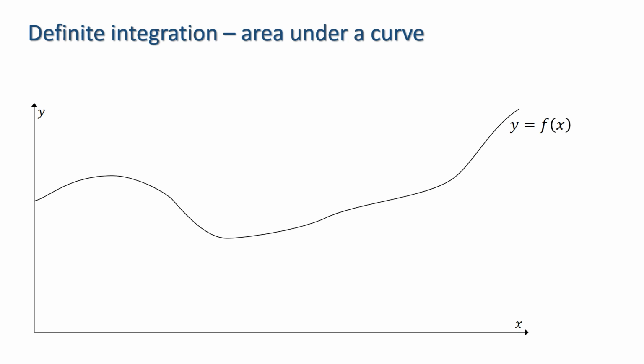Consider a function y equals f of x plotted in the xy plane. Suppose we want to calculate the area under this curve between two x values. Let's take the ordinates x equals a and x equals b and denote the area under the curve between a and b as capital A. Now consider a point on the curve between a and b with coordinates x, f of x, and consider a small increase in x, which we denote delta x, here using the lowercase Greek letter delta, and consider the corresponding incremental area delta A.